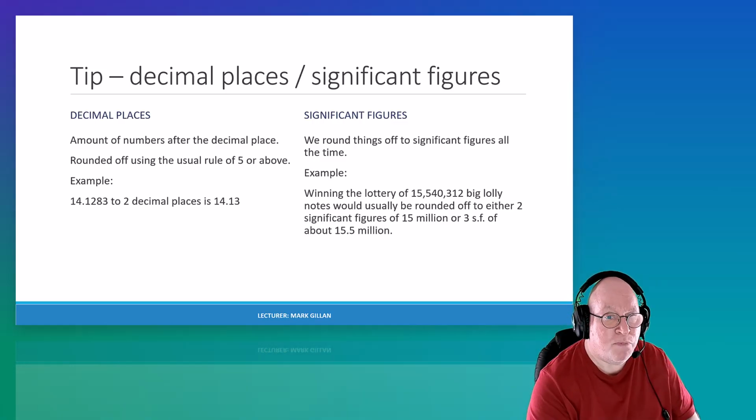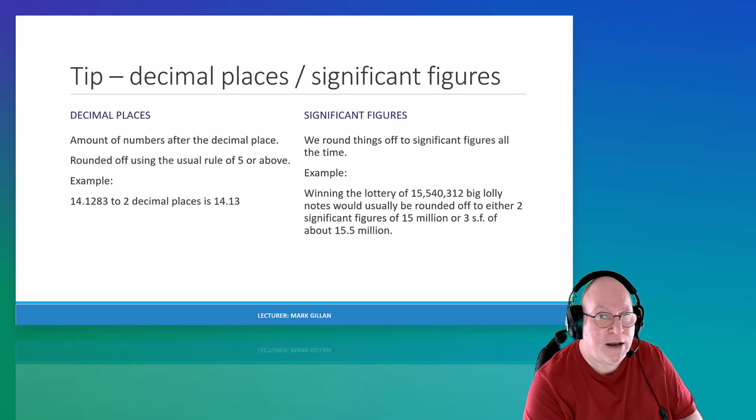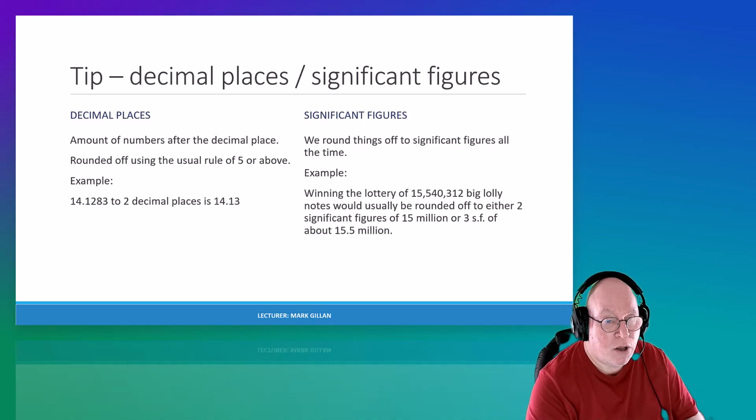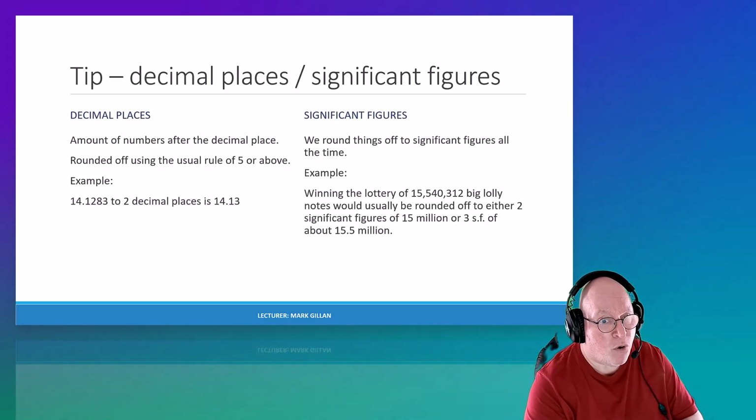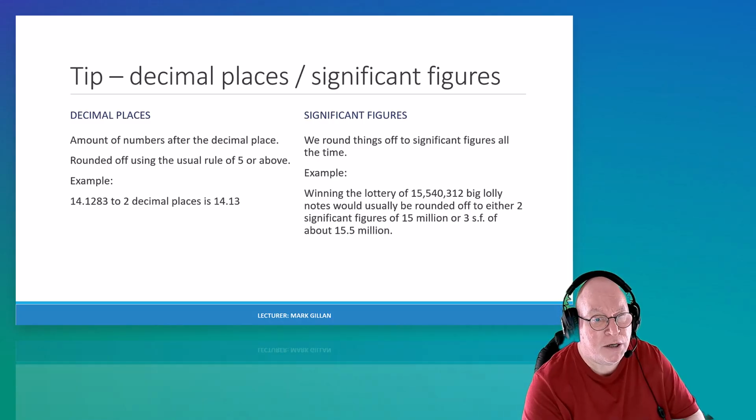Other one here for you, decimal places as opposed to significant figures. So the example that I've given here is the usual rounding off rule for both of them. 5 that are above is closer up the way than down. So for an example of 14.1283 to 2 decimal places is 14.13.